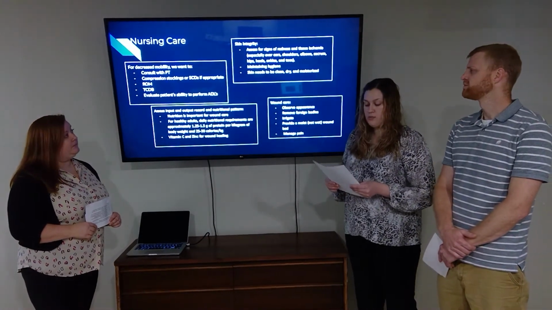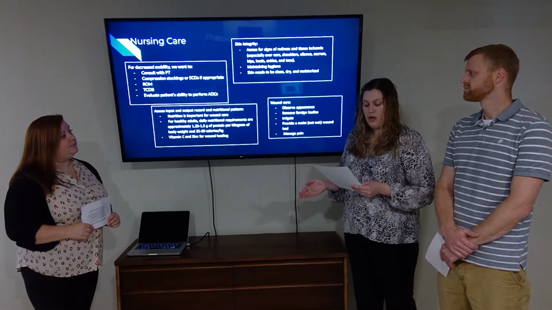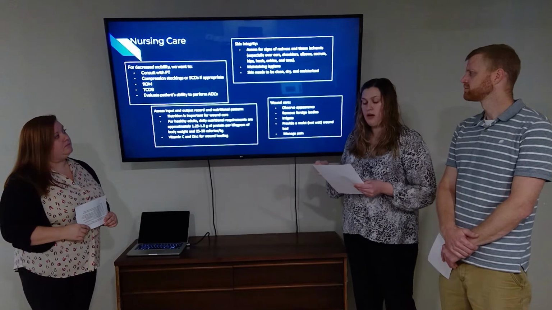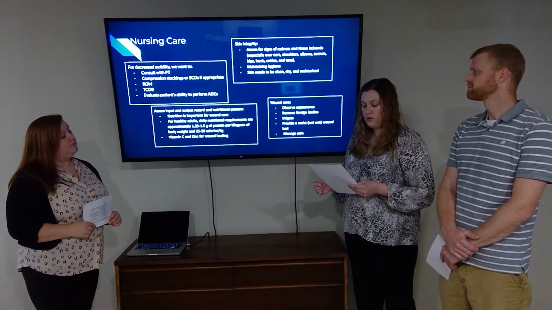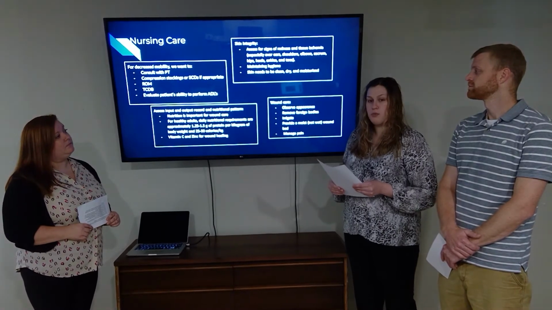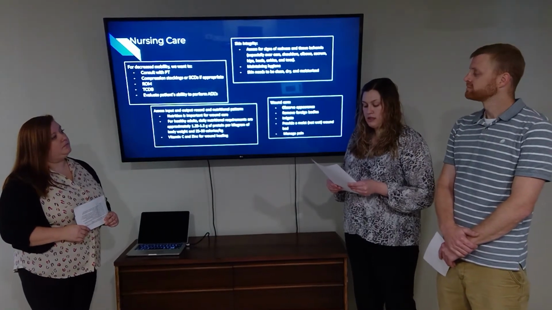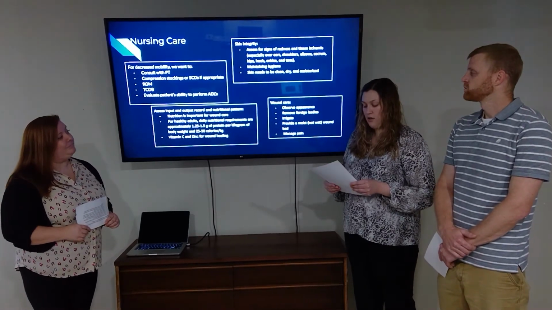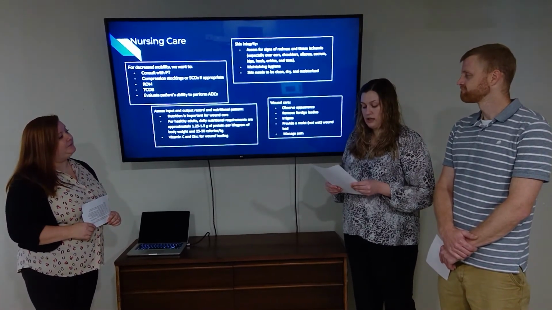For nutrition, it's important for wound care. For healthy adults, daily nutrition requirements are approximately 1.25 to 1.5 grams of protein per kilogram of body weight and 25 to 30 calories per kilogram. Vitamin C and zinc are important for wound healing, so that's going to be implemented into their daily routine.